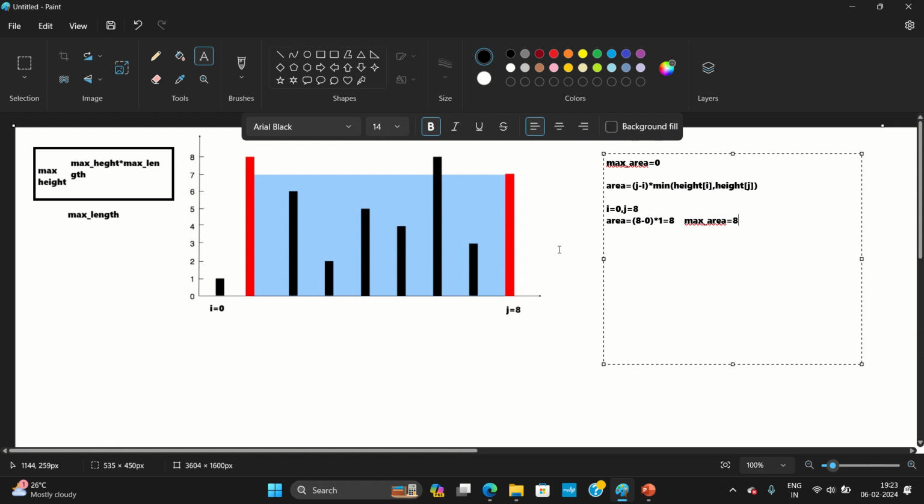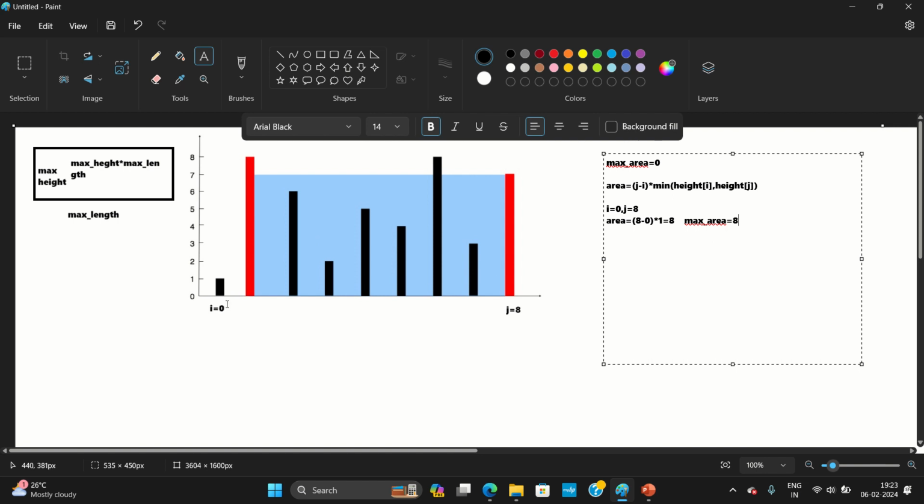And now among these two pointers, which pointer is having the minimum height? Index i, right? So what will it try to do?